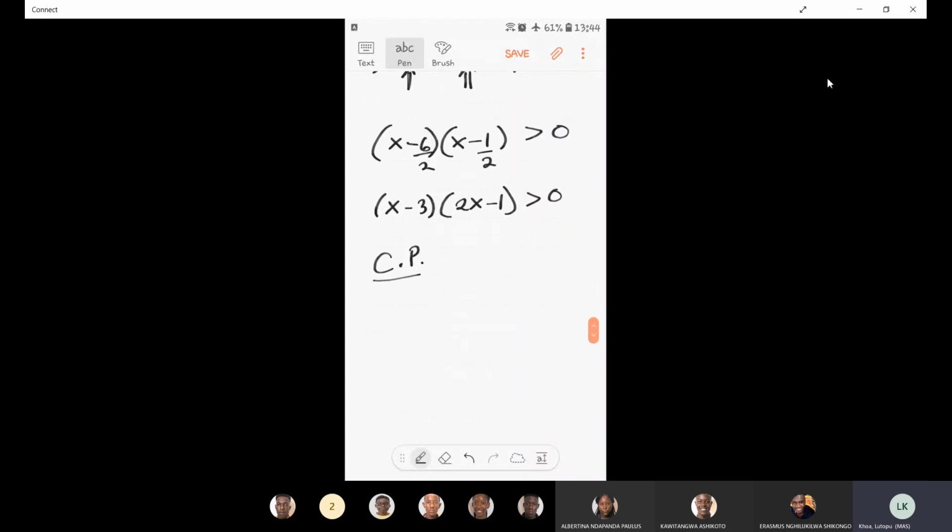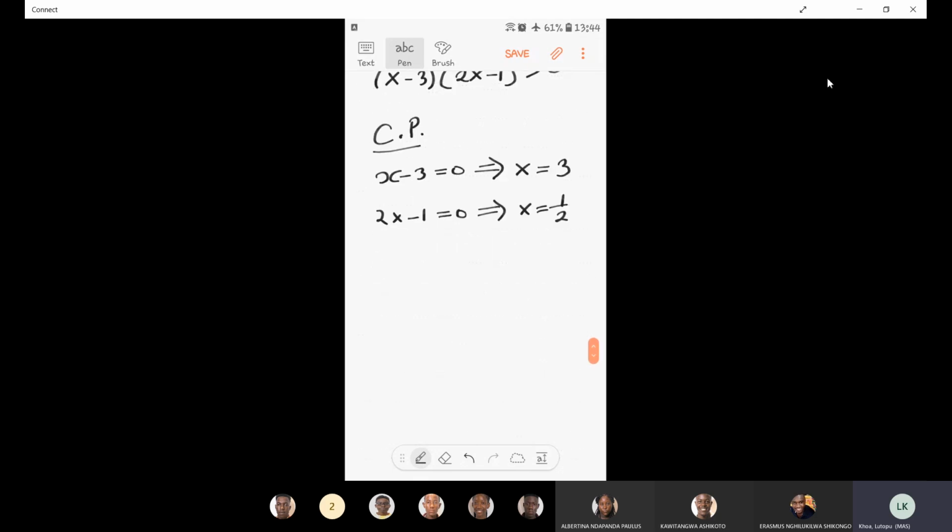Now with our critical points, we said the first factor, x minus 3, is equal to 0. This means that x is equal to 3. And the second one, we have 2x minus 1 is equal to 0. This means that x is equal to a half. So these points tell me how to divide my number line.